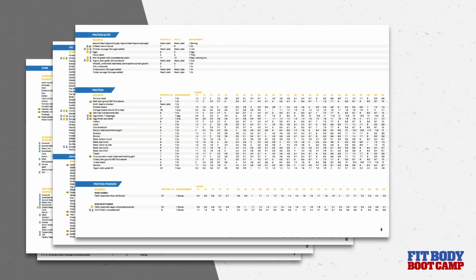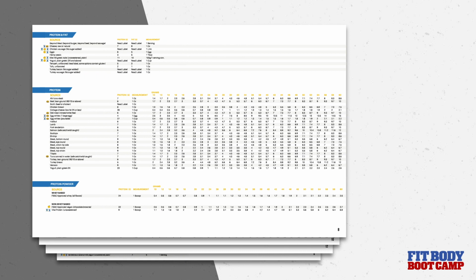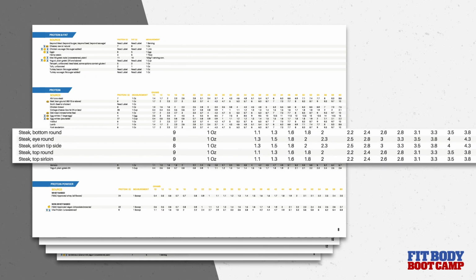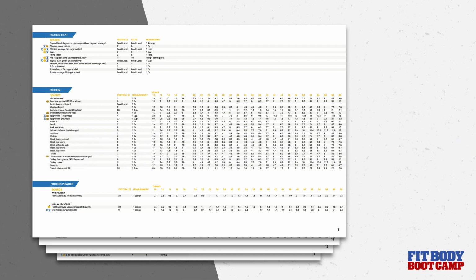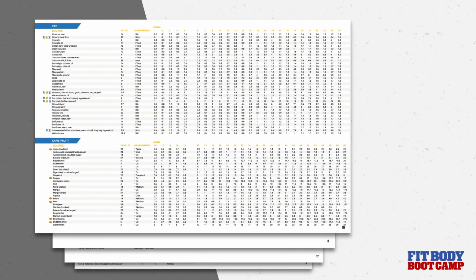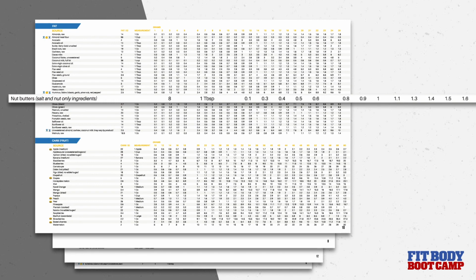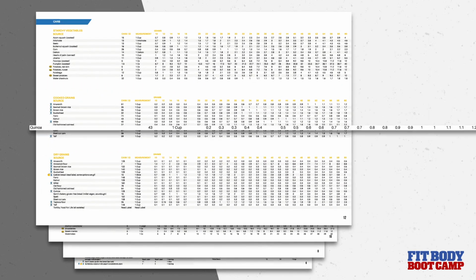For example, the direct macro in steak is protein, so you'll find steak in the food list under protein. The direct macro in peanut butter is fat, so you'll find peanut butter in the food list in the fat category. And because the direct macro in quinoa is carbs, you'll find quinoa in the food list as a carb.